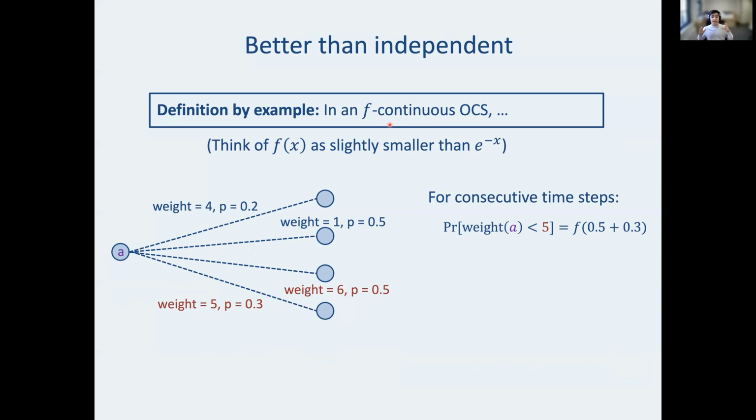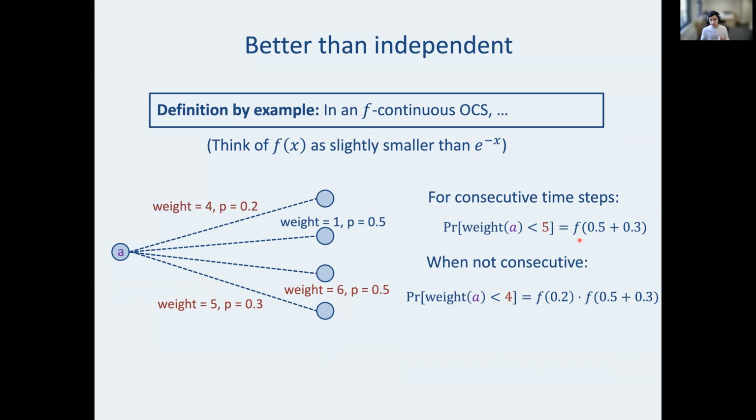Okay, so let's say we have an f-continuous OCS. What guarantees does that lead to? So first, let's say we want to compute the probability A is not matched to either of the last two edges. In an f-continuous OCS, we say these two edges were consecutive. They were two online nodes that appeared one after the other. And so to bound that weight, we take the function f of the sum of their probabilities, f of 0.8.